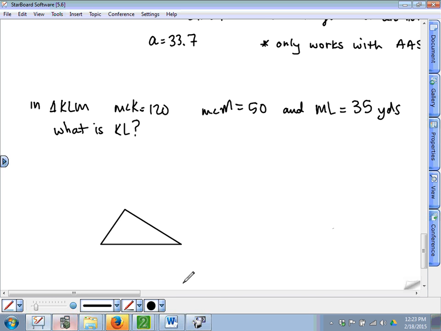Well, since they haven't given you a triangle, just draw your own triangle. Doesn't matter the size or the shape. And we know the letters have to be K, L, and M. And it says the measure of angle K is 120. Now, obviously, I didn't draw my triangle here according to scale. Doesn't matter. Angle M is 50.